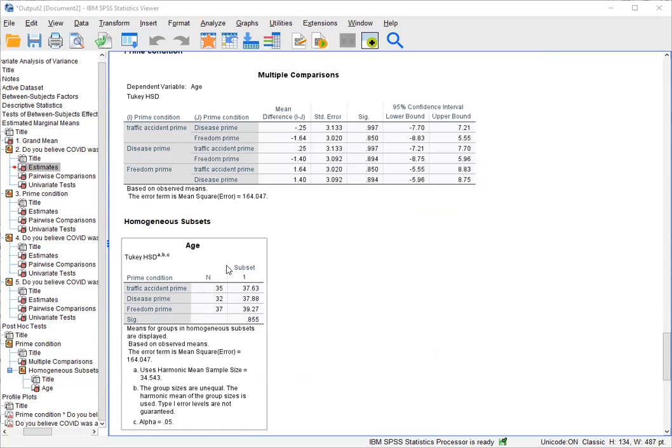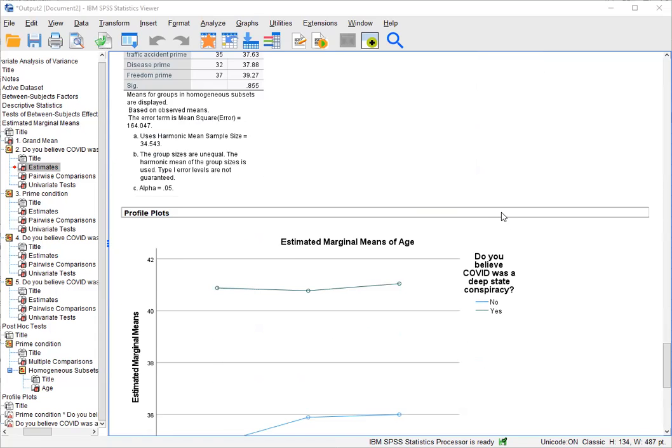We can look at the Tukey table here. They all have the same values. Age does not vary across condition, which is good.